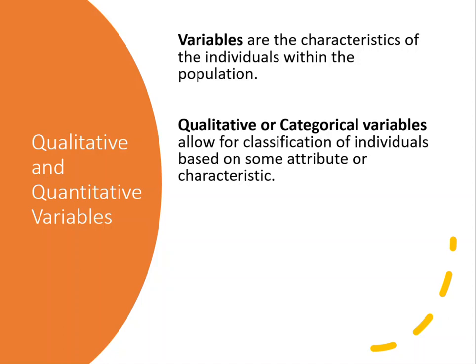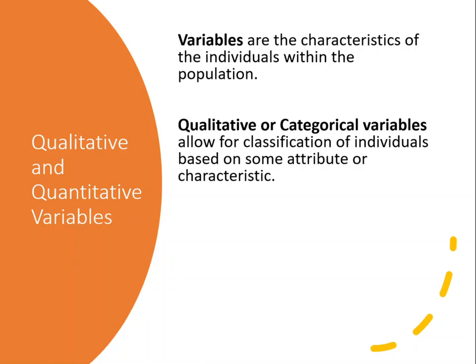The first type of variable is qualitative or categorical. Sometimes I'll say categorical because I get a little tongue-tied. Qualitative variables allow us to perform some sort of classification, or put things into classifications or have some sort of attribute, like a characteristic. When I think about a qualitative or categorical variable, I want to think to myself, can I group this? Can I put it into a category?